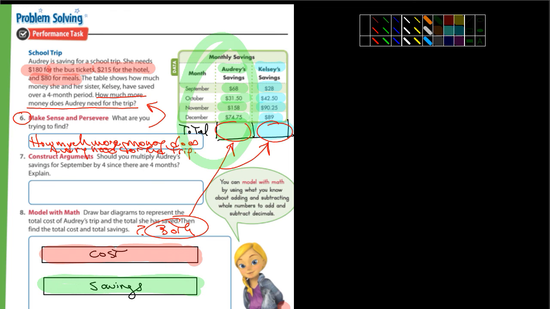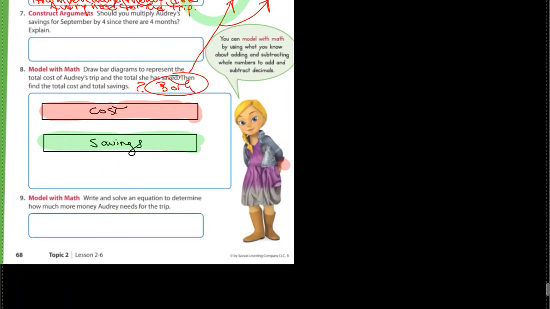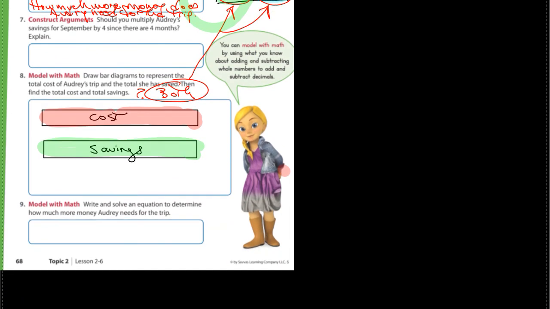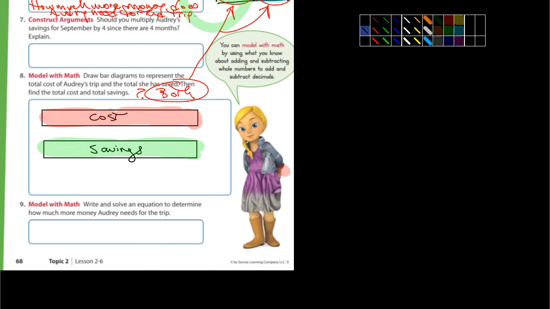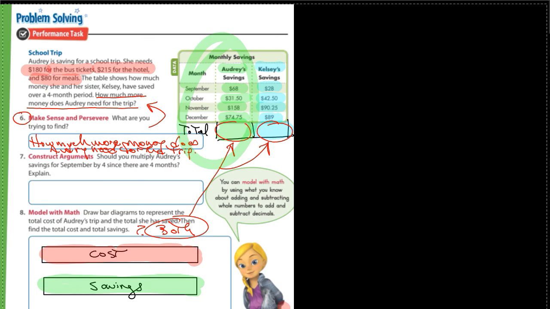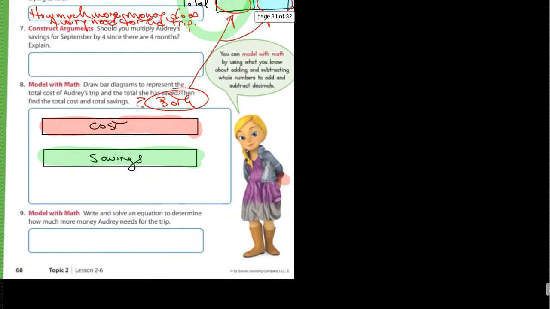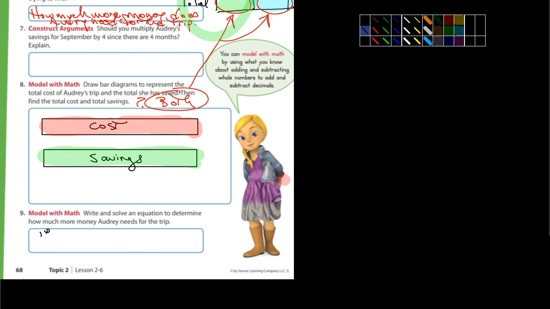Okay, that's it, I think. Let me go down a little further here. Was that it? Oh, no, one more. Write and solve the equation to determine how much more money Audrey needs for the trip. So it looks like she has not saved enough, otherwise they wouldn't be asking that question. So the first equation is going to be the cost, 180 plus 215 plus 80. Equals something. And then her savings.